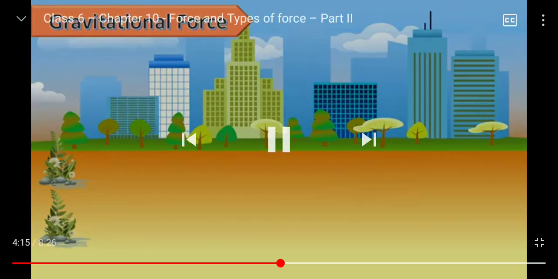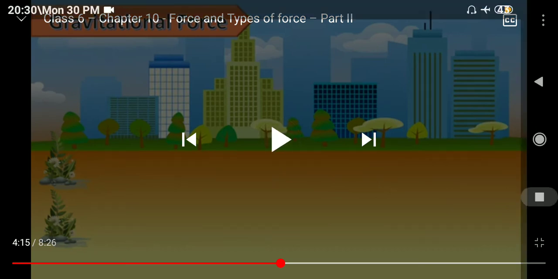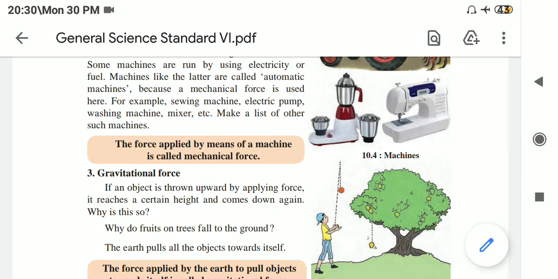Let's see what is gravitational force. Before that, let's see the definition in the textbook.